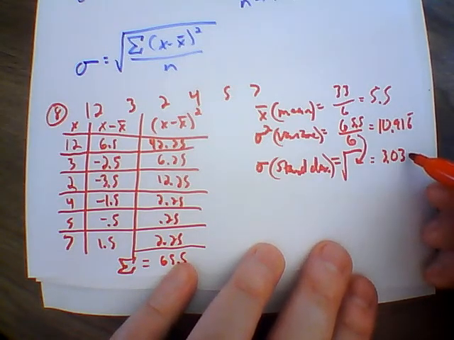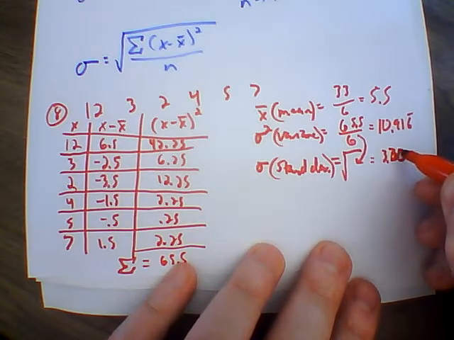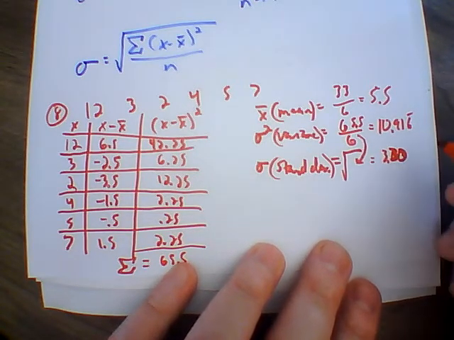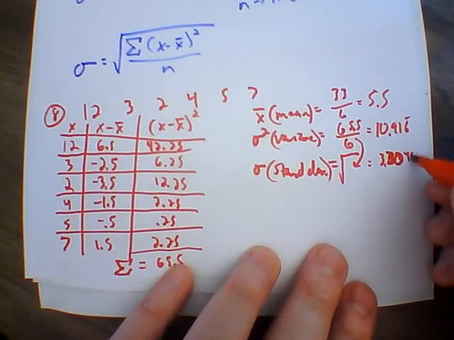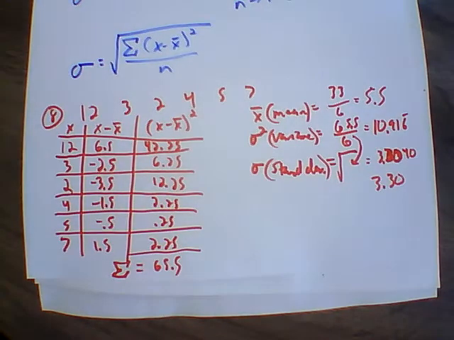3.03, let's see here. Oh, I'm sorry, 3.30. Dyslexia kicking in there, messing my numbers up. So here we could go 3.30. Once again, about 2 decimal places is a good value to stop at. Generally, the rule is 1 more than what our data is presented, so 1 decimal place would be fine.